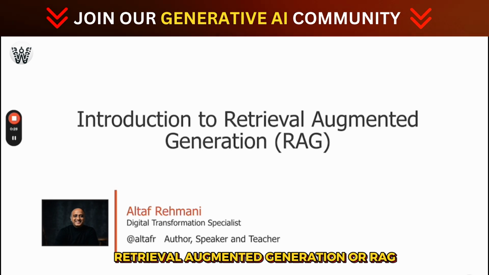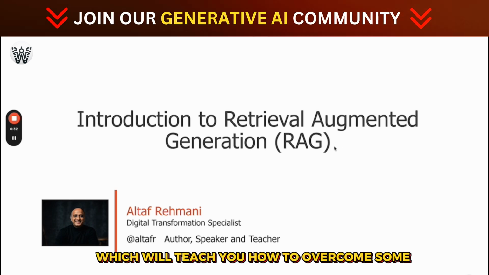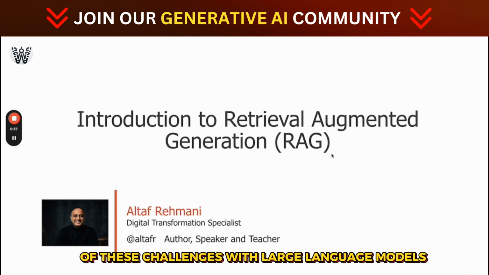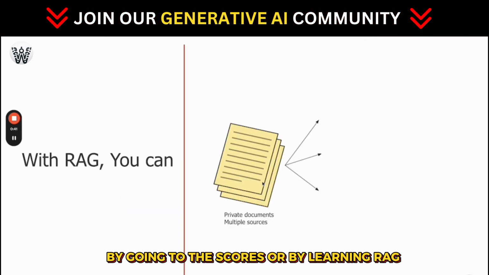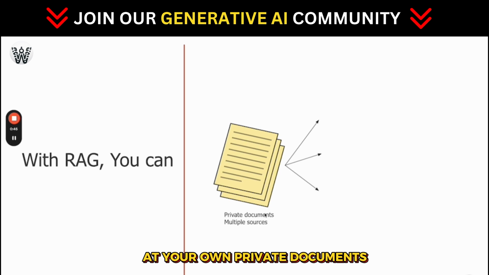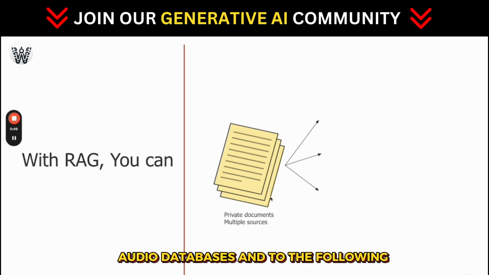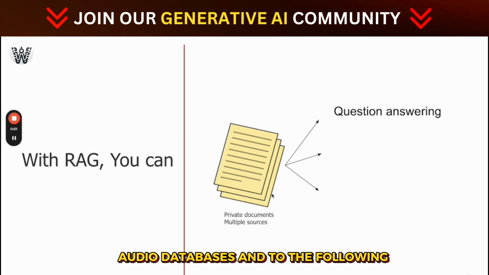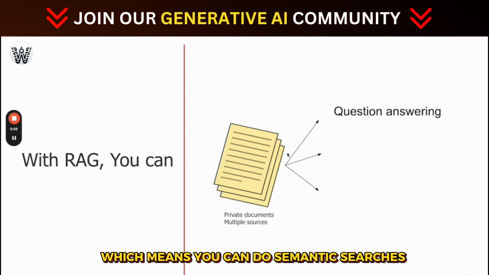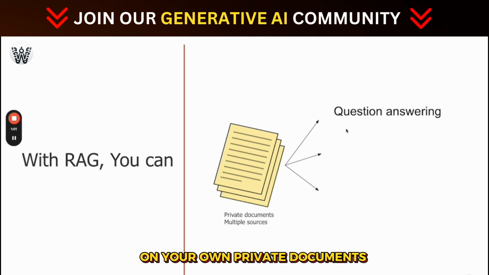My name is Altaf Rahmani, and in this short course, I'm going to teach you a technique called Retrieval Augmented Generation, or RAG, which will teach you how to overcome some of these challenges with large language models. By going through this course or by learning RAG, you will be able to look at your own private documents or look at data from other sources like the internet or your databases and do the following. You'll be able to write question answering applications, which means you can do semantic searches, or you can ask questions on your own private documents.